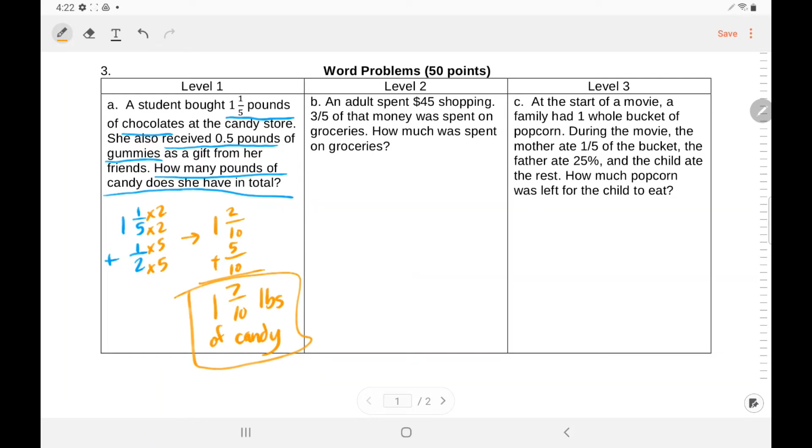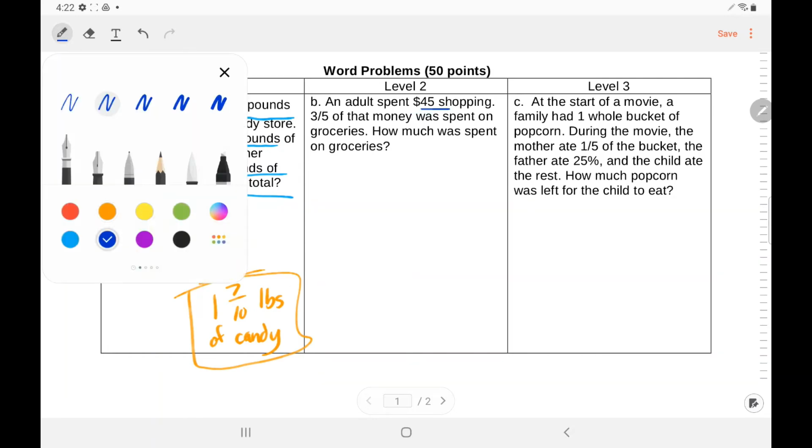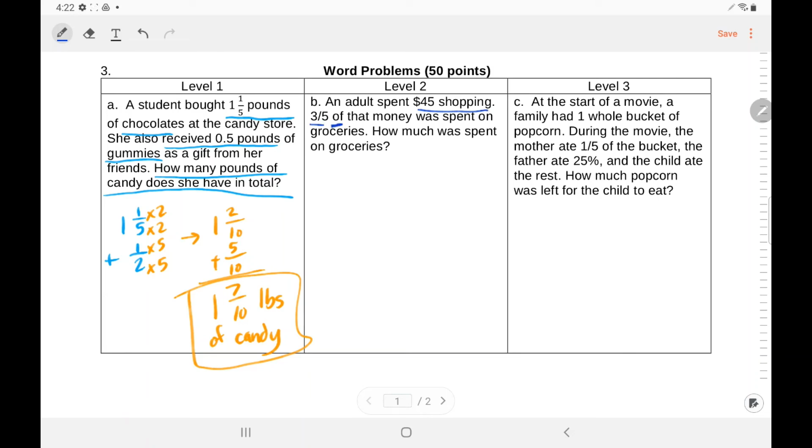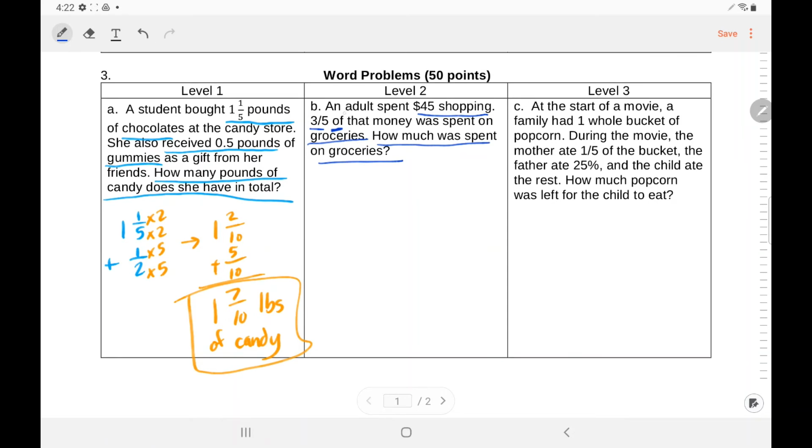Okay, level 2. An adult spent $45 shopping, and 3/5 of that money was spent on groceries. How much was spent on groceries? So whenever we're talking about of, we can think of that as meaning multiplication. So $45 multiplied by 3/5. Remember, to write 45 as a fraction, we write 45 over 1, because 45 is a whole. So 45 times 3, and then 1 times 5.